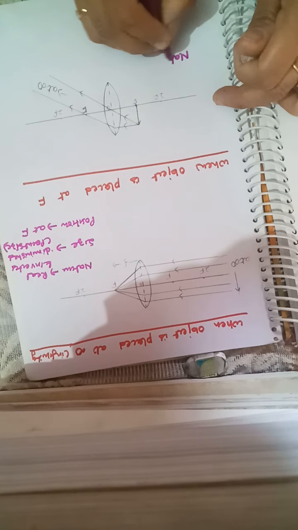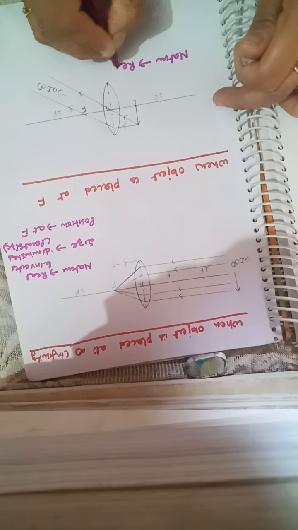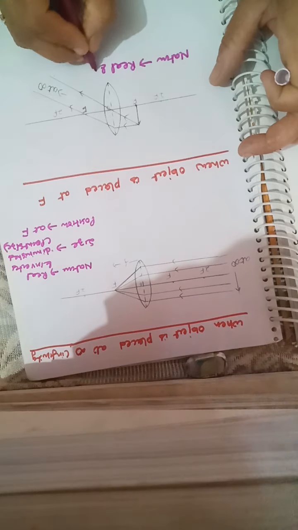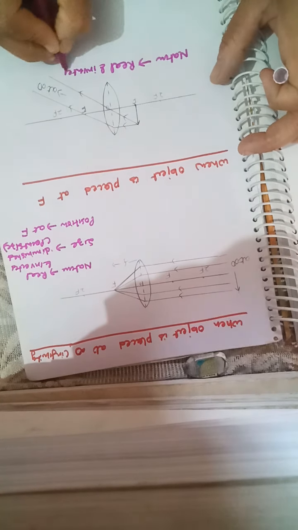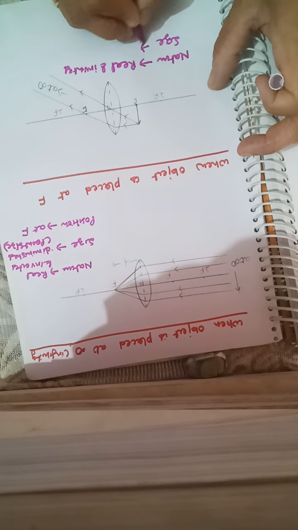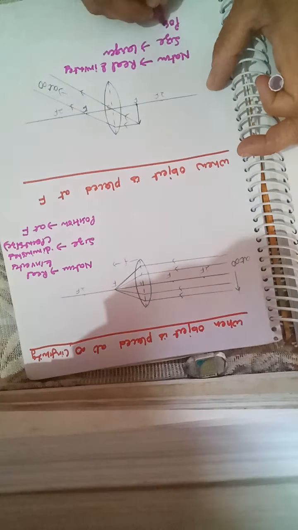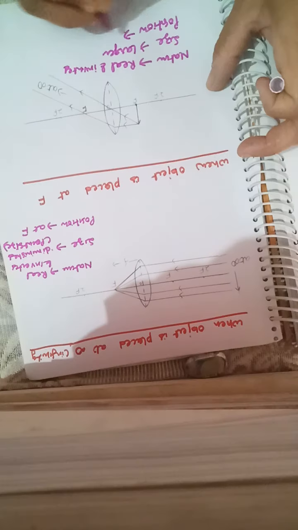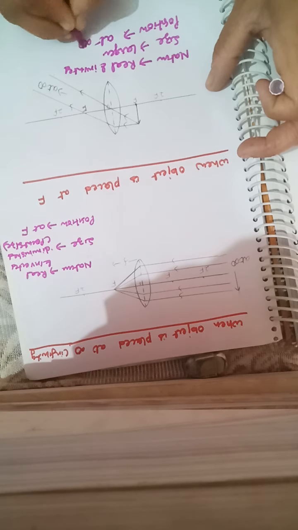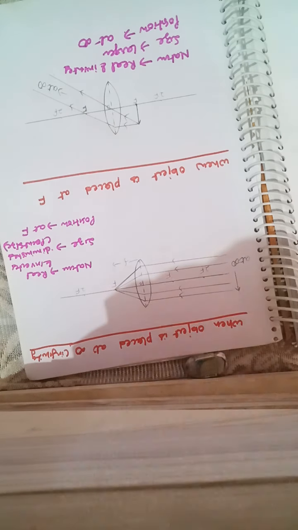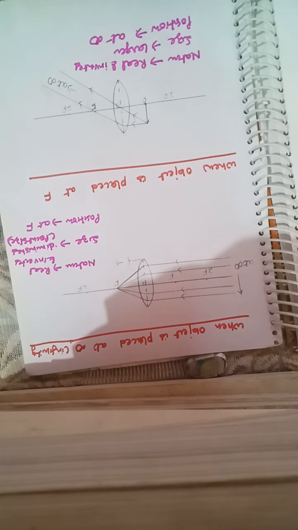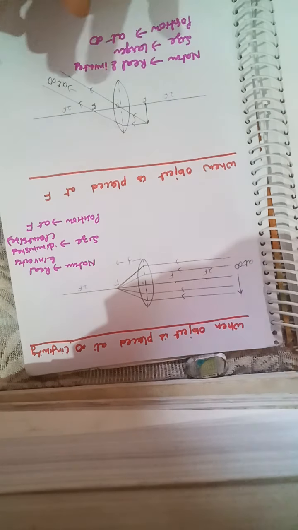Now what will be the nature? The nature is real, because they will actually meet, real and inverted, size larger, and position is at infinity. So this is the formation of image through the convex lens for these two different positions.